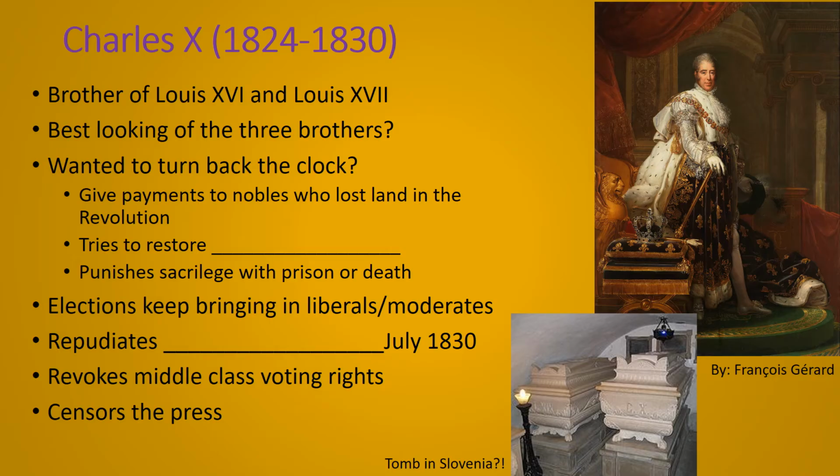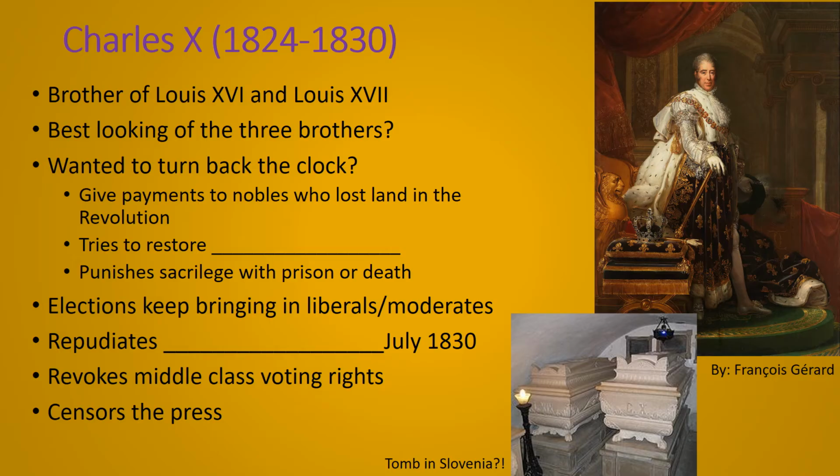For example, he forces payments to nobles who lost land during the revolution, paid for at the expense of the bourgeoisie. He tried to restore the right of the firstborn son to inherit the property of his father. That's called primogeniture. So he tried to restore primogeniture. He'll be blocked on that. He will punish sacrilege, religious sacrilege, with prison or death.